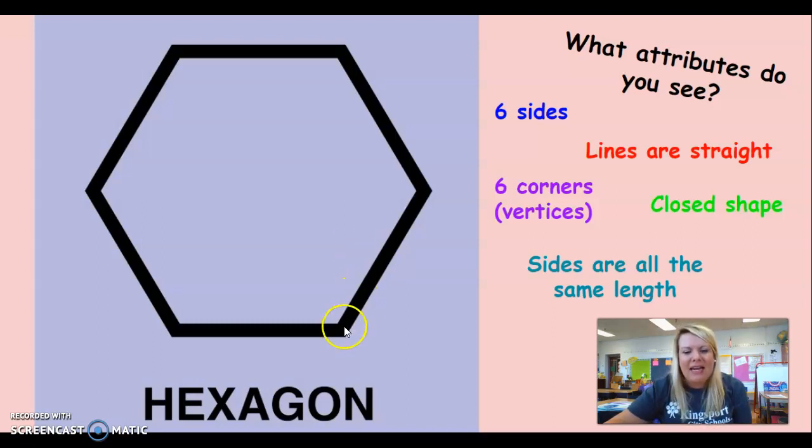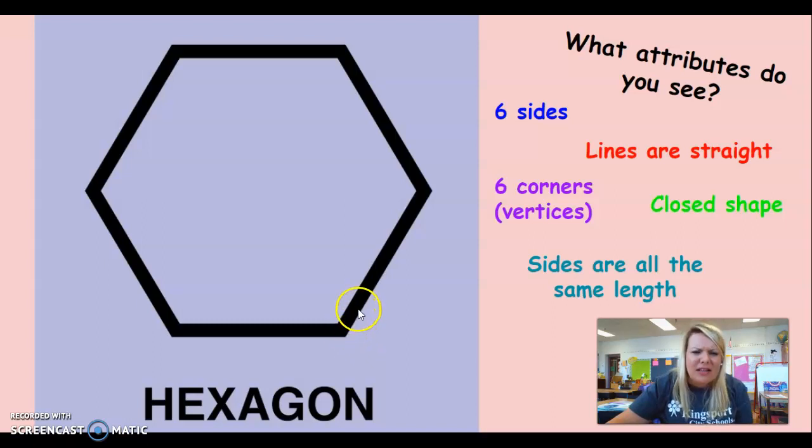The hexagon has sides. These long parts right here are called sides. Now, a hexagon has many sides. Let's count the sides together. 1, 2, 3, 4, 5, 6. A hexagon has 6 sides.